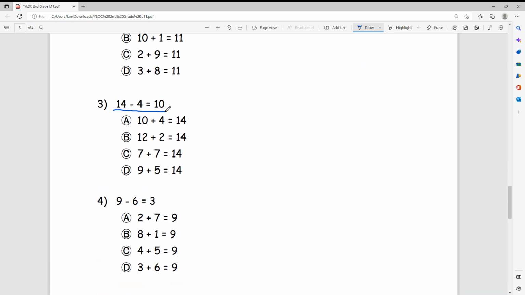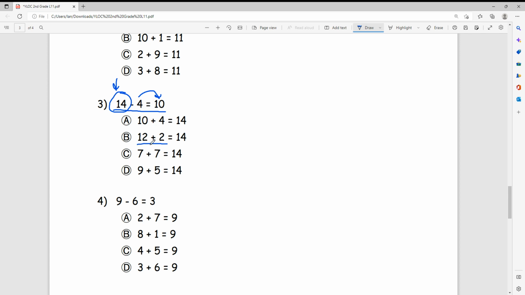14 minus 4 equals 10. So we can do 14 plus 10 to equal 14 because this is the highest number and these two numbers, so we add them. Number 1, it's 10, 4, and 14, which is what we're looking for, but let's check the other ones to make sure. So 12 plus 2 equals 14. None of these numbers are 12 and 2 aren't used here.